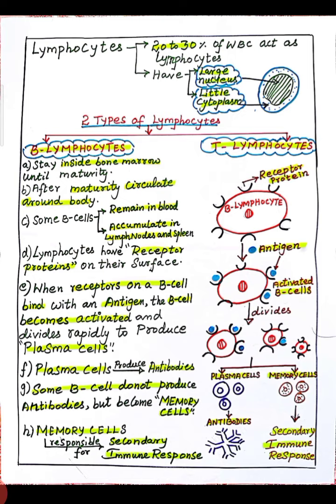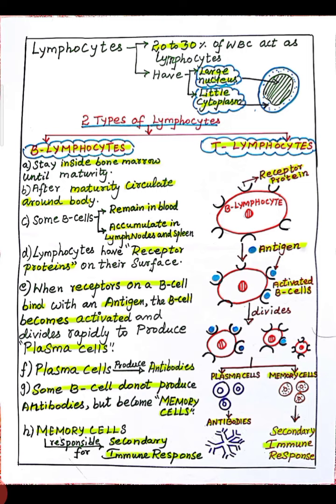See point C. Some B cells remain in the blood itself. Some accumulate in the lymph node and spleen. The lymph node and spleen are secondary lymphoid organs, which we discussed earlier. Got it?